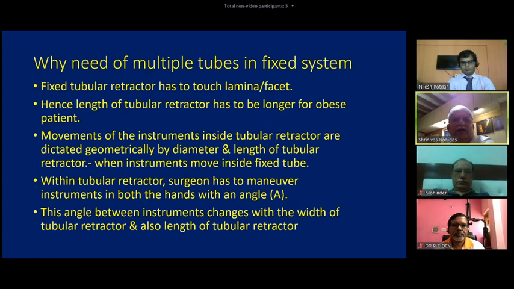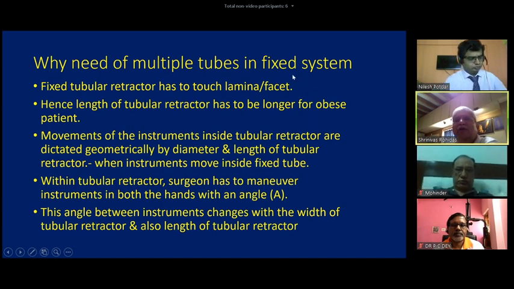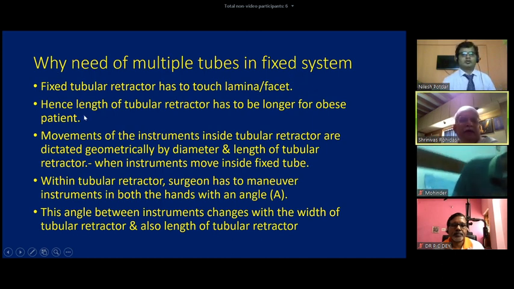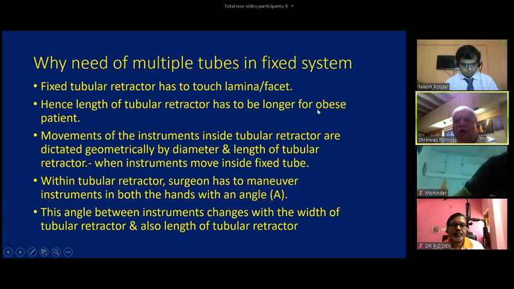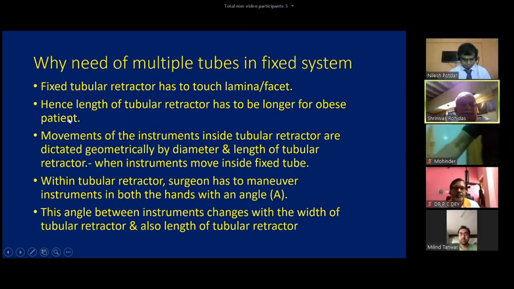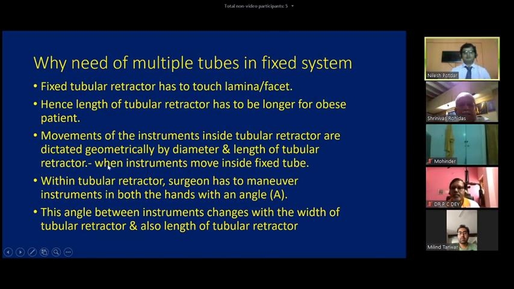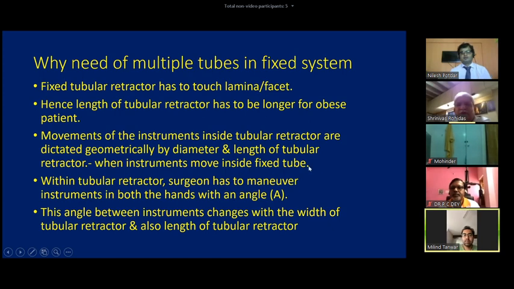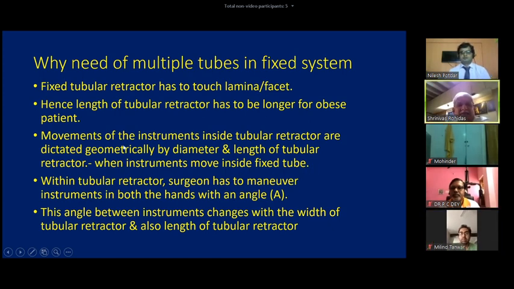Now, in the fixed tubular retractor, we have multiple tubes, and in the mobile tubular retractor, we have only one tube. Same with Dr. Destandau's technique. Now, the basic is the fixed tubular retractor has to touch the lamina or the facet. Hence, the length of the tubular retractor has to be longer for obese patients. Movements of the instrument inside the tubular retractor are dictated geometrically by the diameter and length of the tubular retractor. When instruments move inside the fixed tube, this is important.